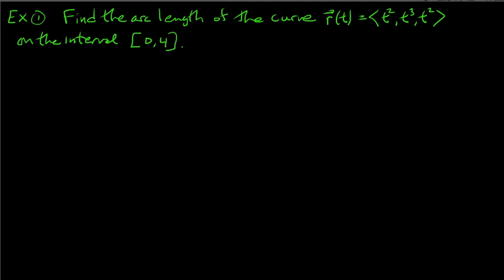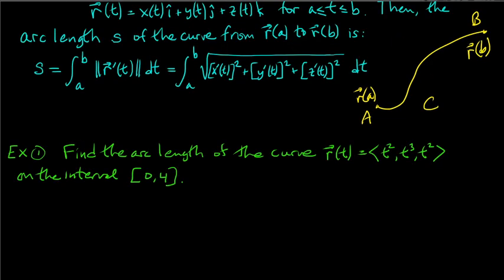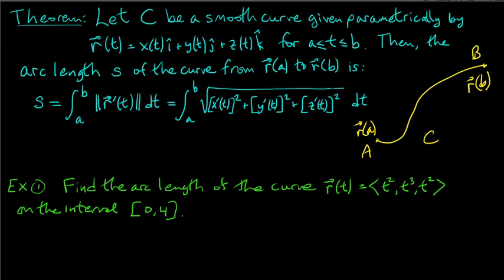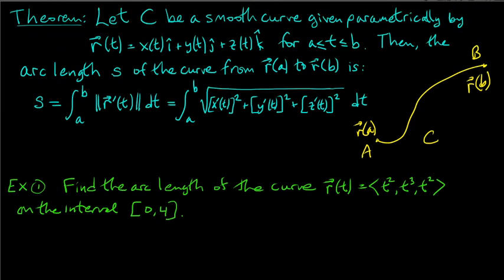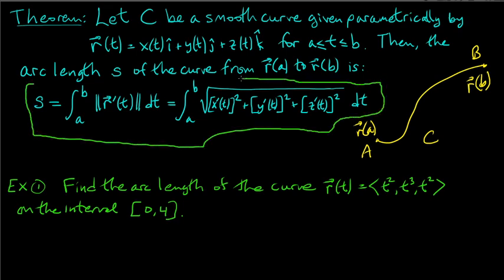Okay, so we want to find the arc length of the curve given parametrically by this. So this will be a space curve. These are the components, t squared, t cubed, t squared, on the interval where t ranges from 0 to 4. We're just going to do this directly, using this definition here. It can be proved that this represents the arc length, but for now we're just going to assume that this is our defining property. So this is how we're going to calculate the arc length.